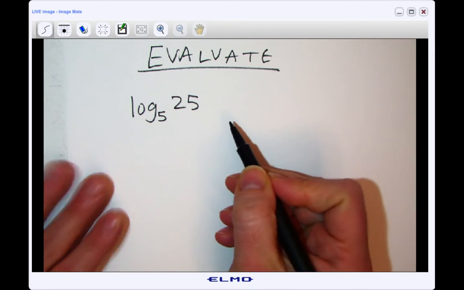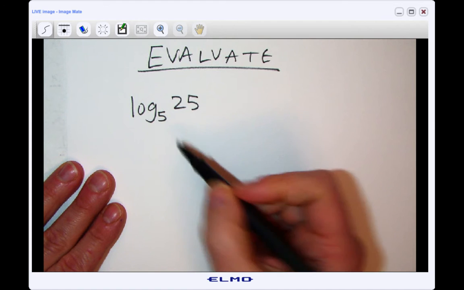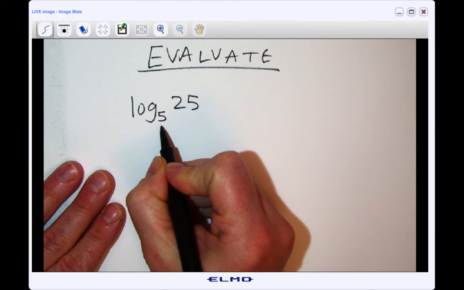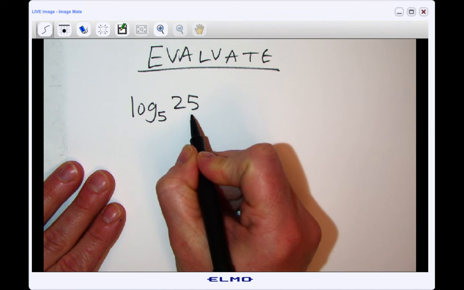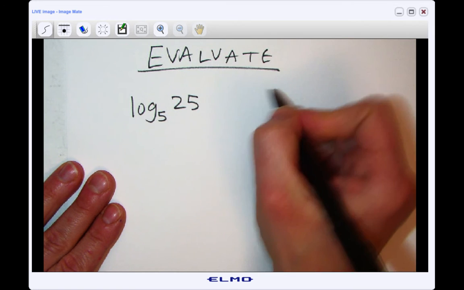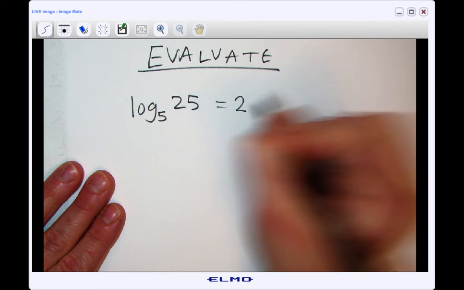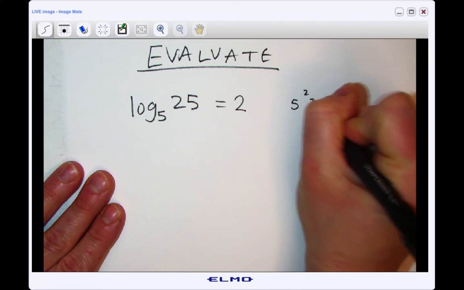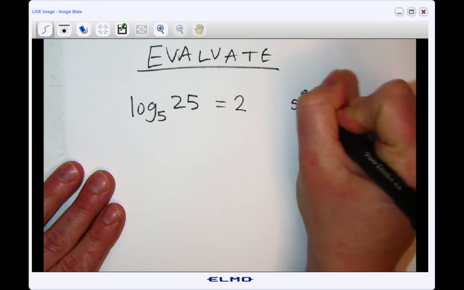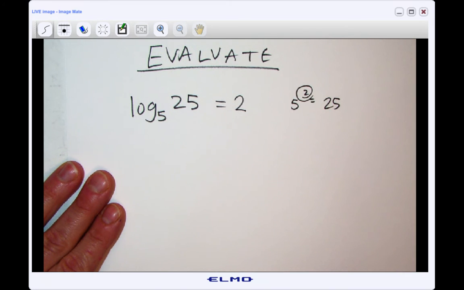Well, what should my brain be saying right now? It should be saying, what do I have to raise 5 to get 25? And what do I have to raise 5 to get 25? It's a 2. In other words, 5 squared is equal to 25. I'm looking for the exponent.